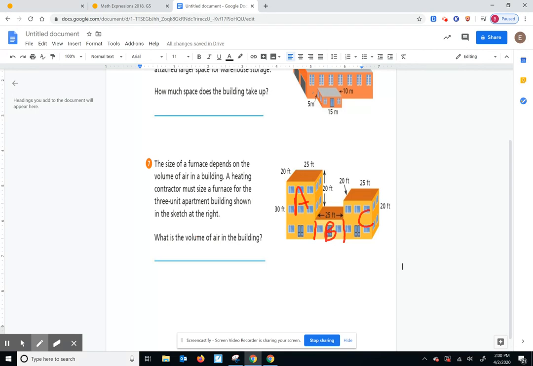So volume A, or the volume of building A, is going to be the area of the base, or length times width, which is 20 times 25, and then times the height. In this case, that building height is 30 feet. So that is building A. And hopefully you can all see where those numbers came from and how that all works out.